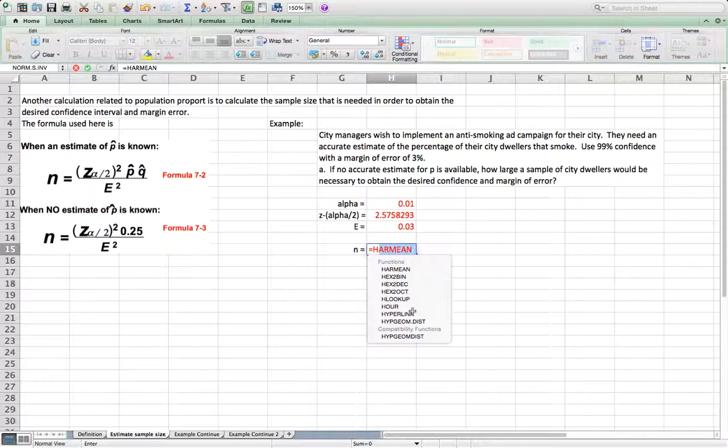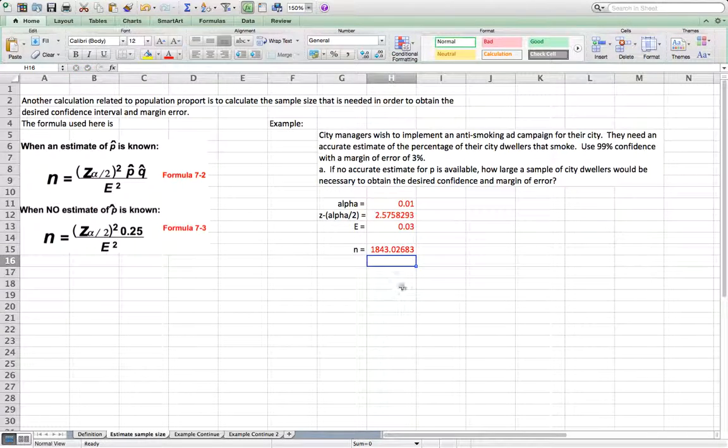Z alpha is in H12 square, multiply 0.25, then divided by E square, which is H13 square. Okay, calculate this. So we got a number, 1843.02. So we round it up. We can answer the question: the sample size needed to be 1844.